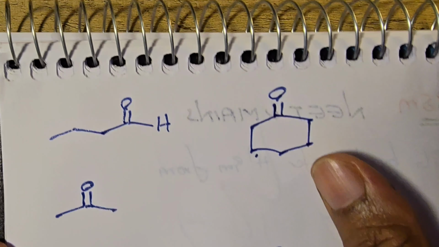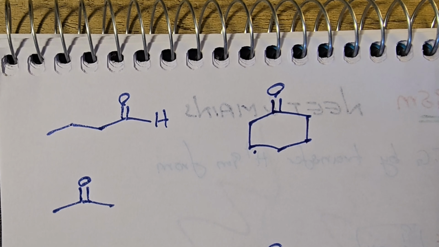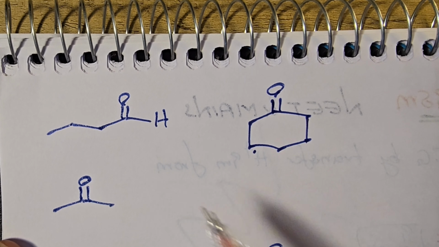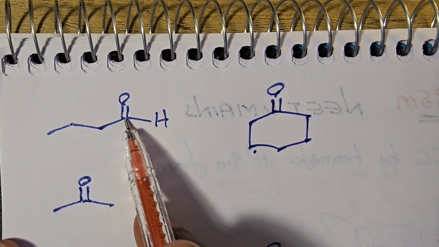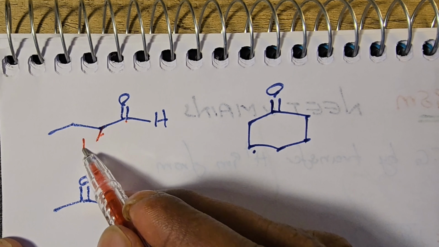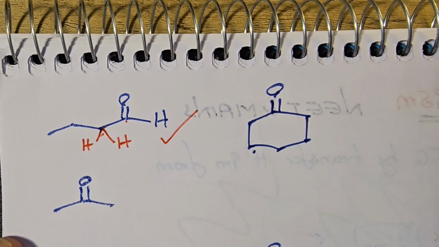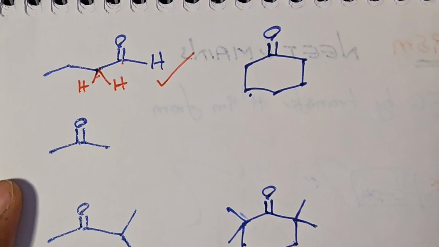Now observe, students, here which molecule is showing the tautomerism, which molecule doesn't show the tautomerism. I am giving different examples. Here, this is the aldehyde. Adjacent carbon is the alpha carbon. This alpha carbon has two hydrogens. So this molecule shows tautomerism because alpha hydrogen is available.